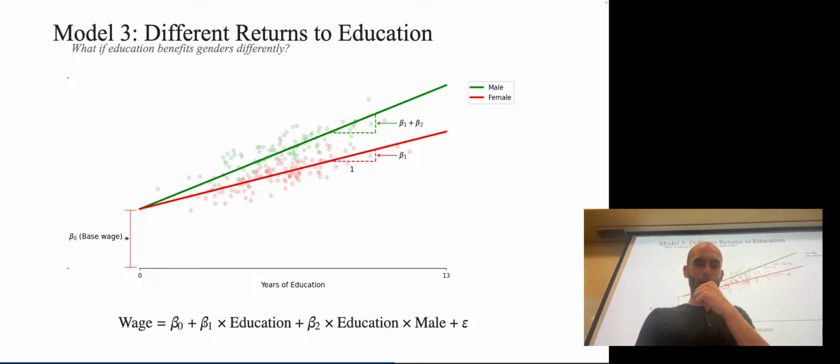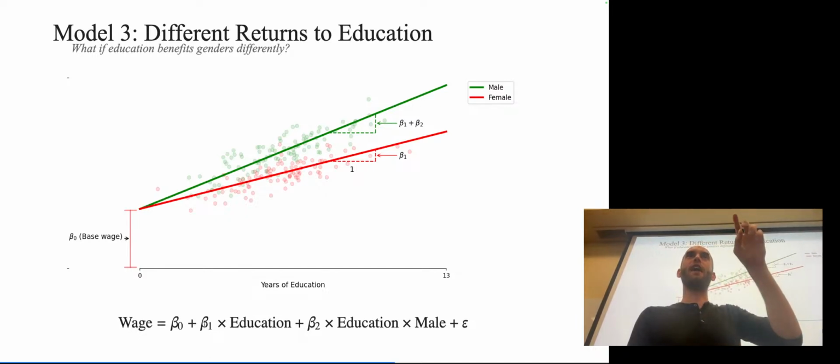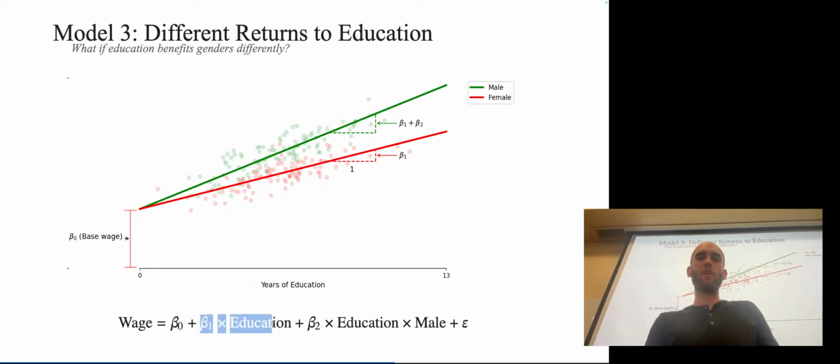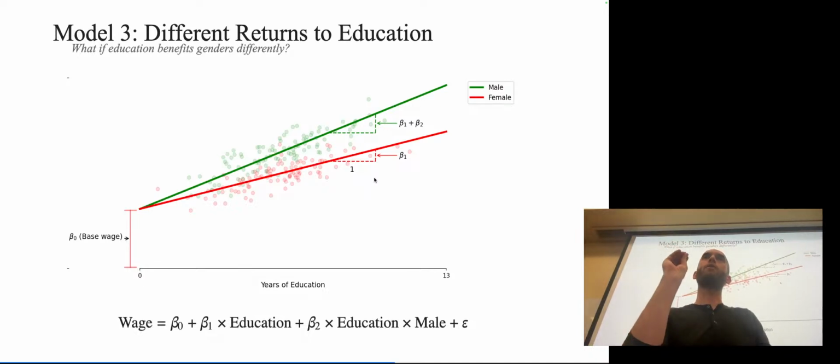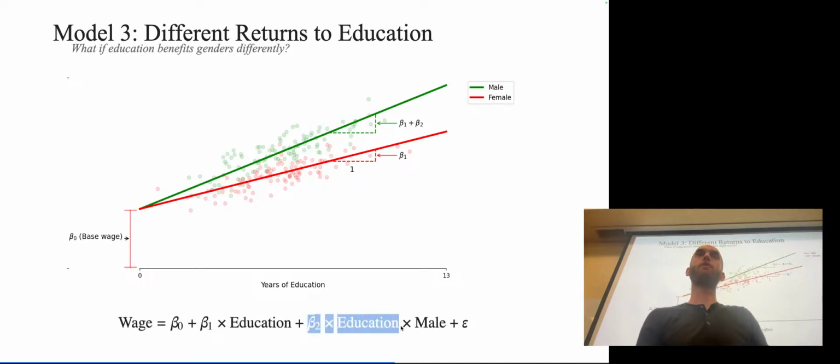We are almost out of time. Let's get through this, and then I'm going to show you one more model, and then I'll let you go. We have beta 1 times education. So this is our baseline slope. But then I'm also including a beta 2, which is the returns to education, but only for those coded as 1 in male.